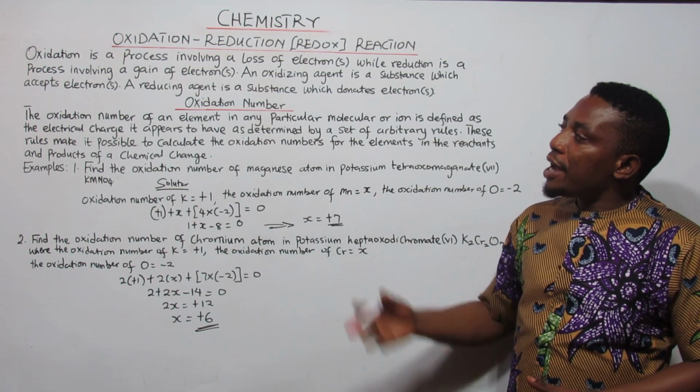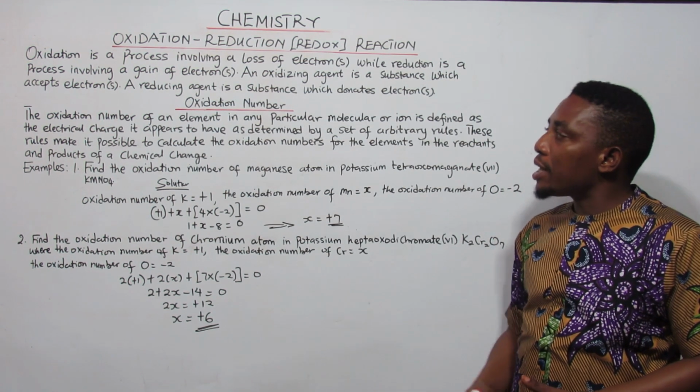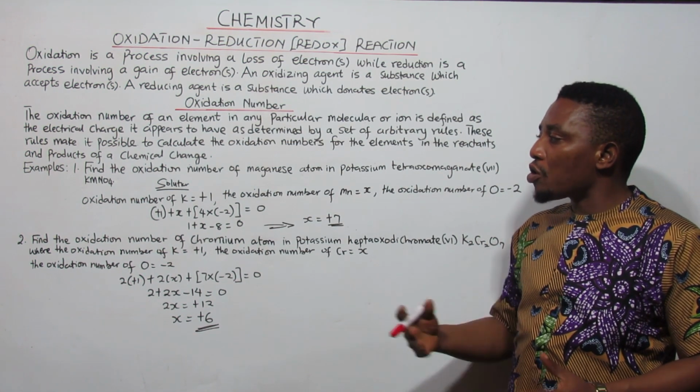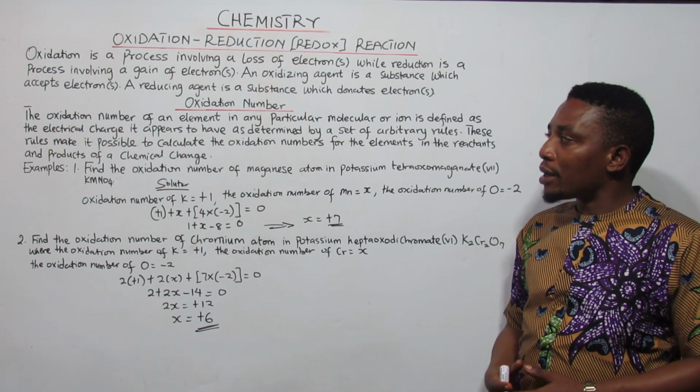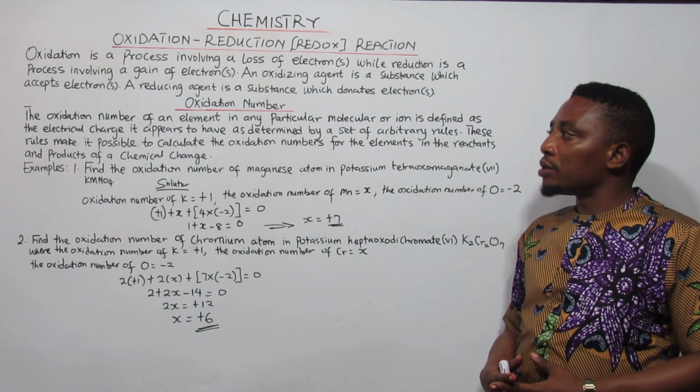Objectives. At the end of the lesson, the student should be able to define oxidation, oxidizing agent, reducing agent, oxidation number, and also solve some of the examples that are associated with oxidation reduction reaction.